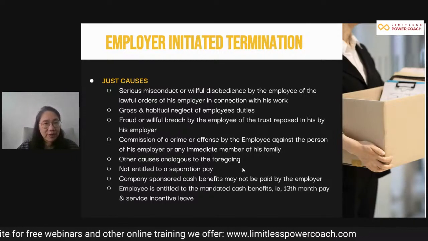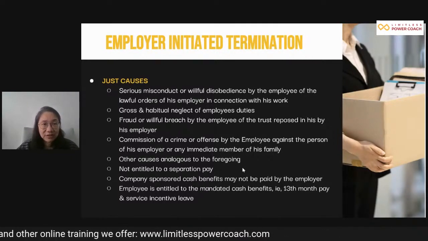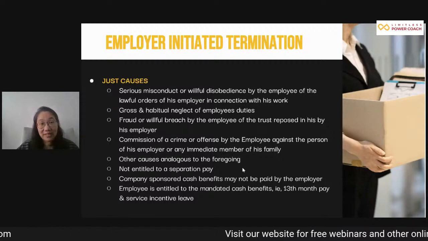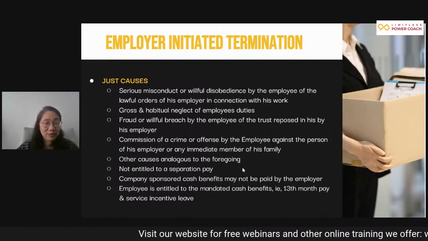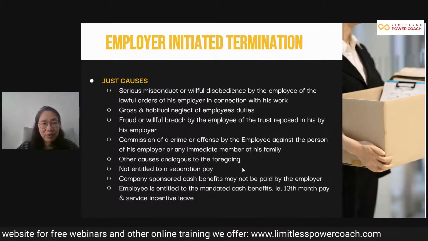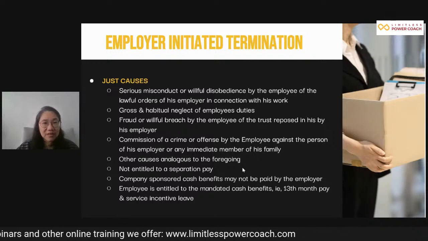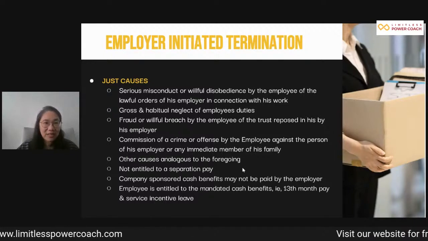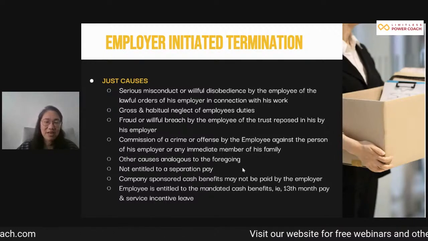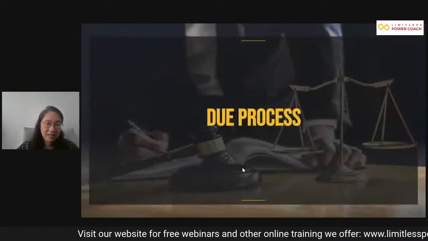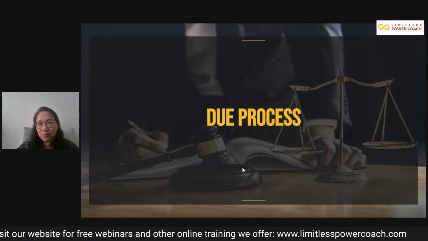And when an employee is terminated for just causes or due cause, as we commonly say, employees are not entitled to separation pay. That is only for when they resign. They are also not entitled to separation pay unless otherwise there is a company policy. And of course, for the company-sponsored benefits, the employer can opt not to extend them as well. So the mandatory lang yung ibibigay, which is the pro rata equivalent of the 13th month pay and the service incentive leave. So what do we mean by due process?